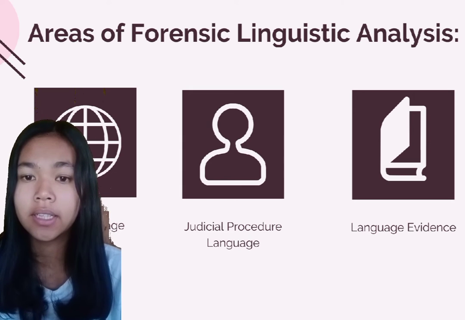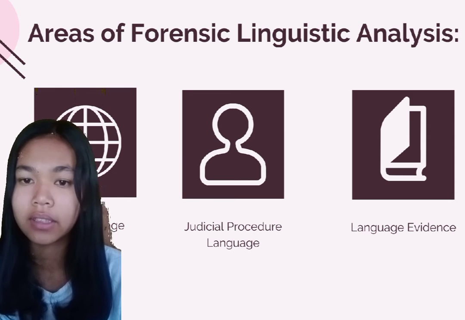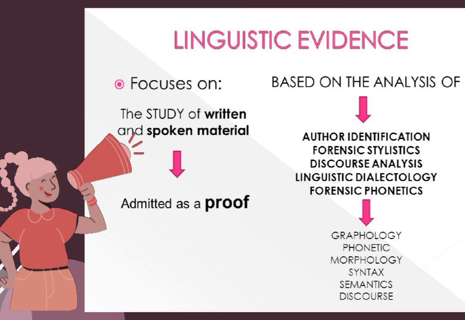Forensic linguistics is also applied in 3 different areas. The first is law language, the second is judicial procedure language, and the last is linguistic evidence. Processes and legal language relate to the investigative stage, the trial stage, and the appeal stage. Linguistic evidence focuses on the study of written and spoken materials. Linguistic evidence is based on the analysis of elder identification, forensic stylistics, discourse analysis, linguistic dialectology, and forensic phonetics.